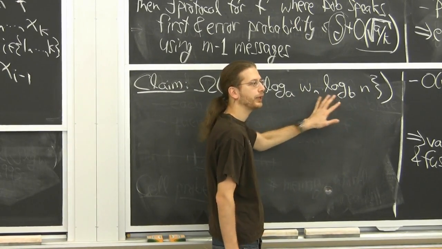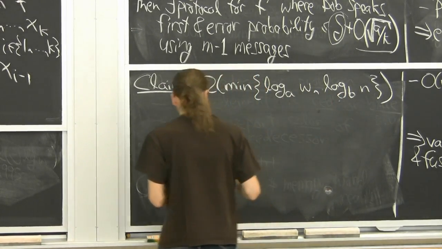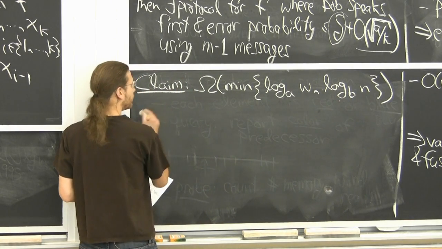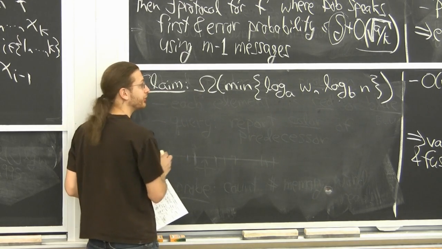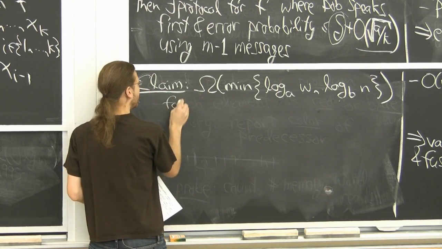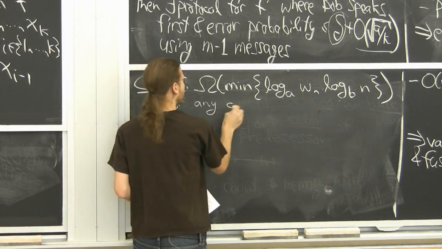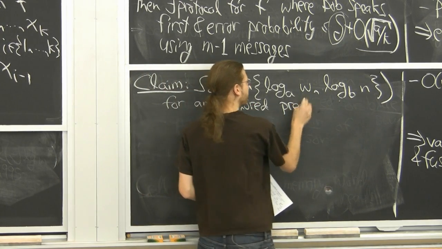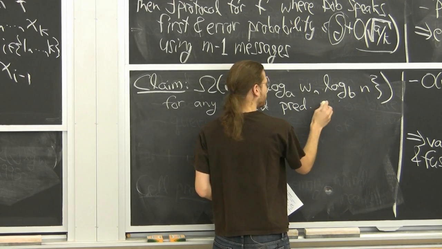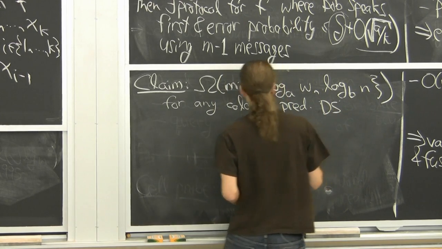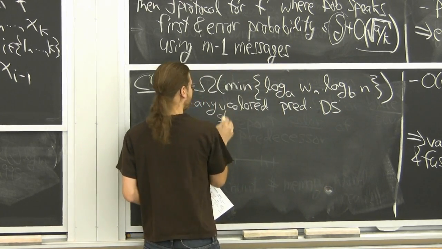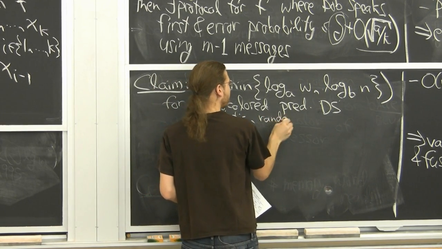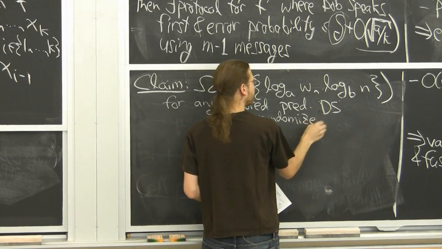Now let's work out what it actually corresponds to. This is a lower bound on colored predecessor. So for any colored, even static colored predecessor data structure, static, can be randomized, and this will be a lower bound on the expected performance.